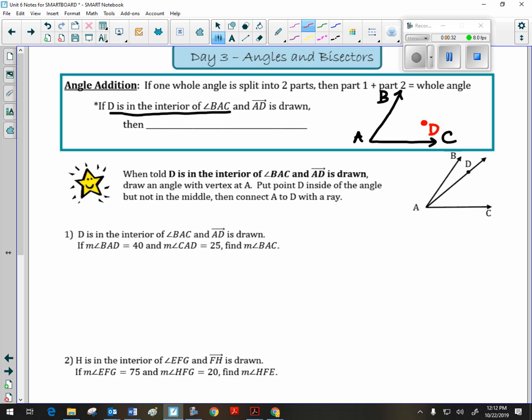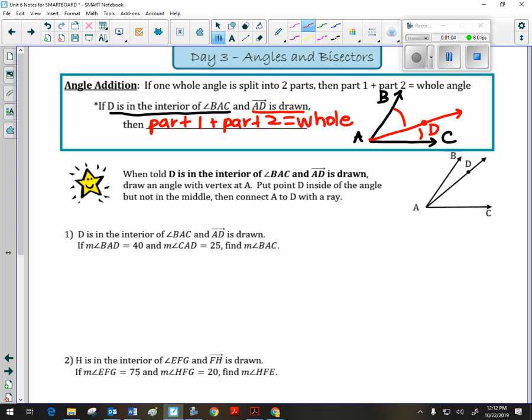So in other words, when I draw in, as it says, a ray that starts at A and goes through D, it does not look like it's cutting that angle into two equal parts. What I do know, however, is that these parts, angle BAD and angle DAC, will add up to the whole entire angle. So sometimes I'll look at this as part 1 plus part 2 equals the whole entire angle.